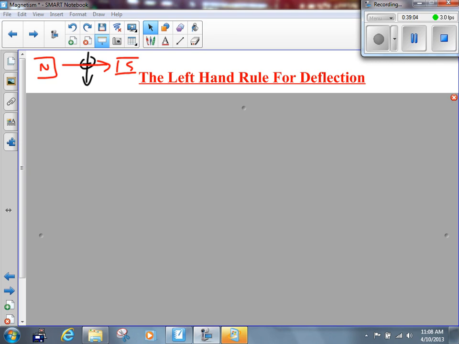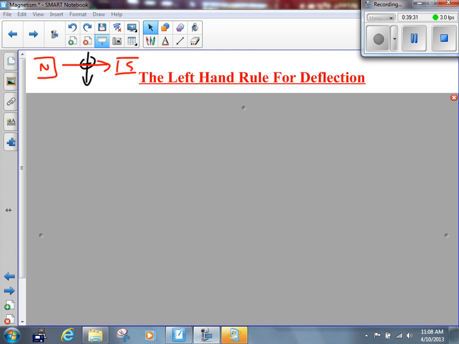Well, to determine which way the force is, not which way the field is, the Wiregrass Rule won't do it. Which way the force is, we're going to use the left-hand rule for deflection. It goes like this. Stick your thumb in the direction that the particle is moving. That's the same as the Wiregrass Rule, right? That's where the similarities end. Stick your thumb in the direction of the particle. So in this case, it would be down the page.